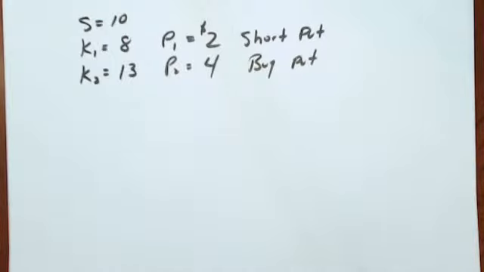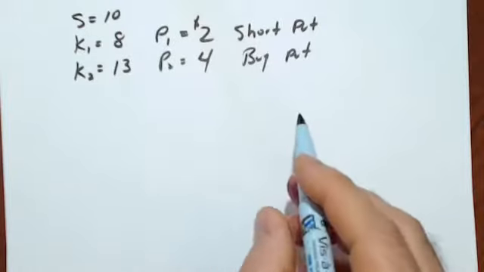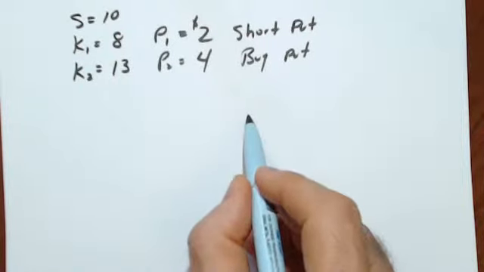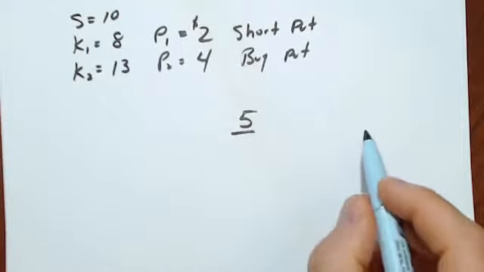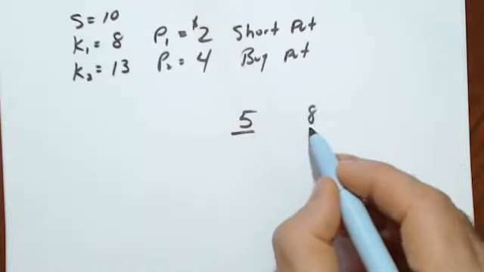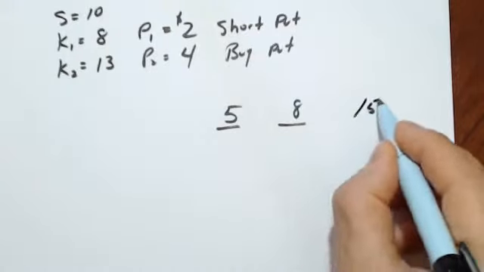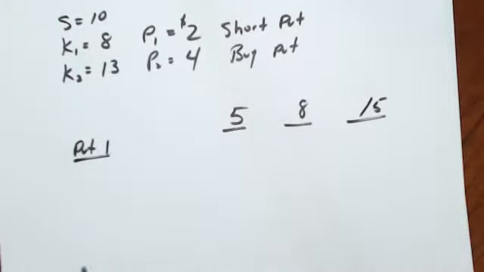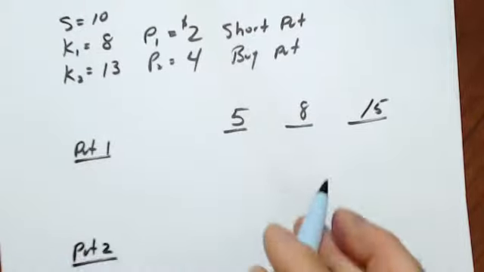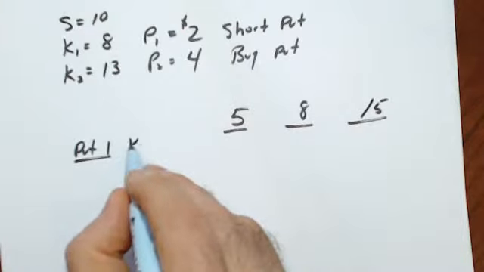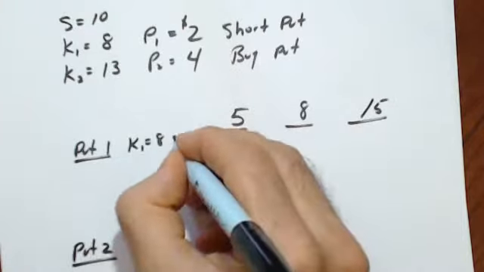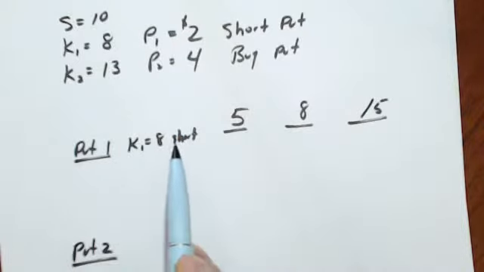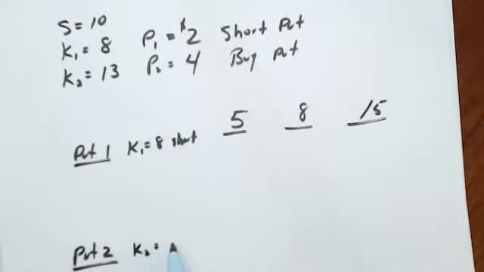And now what we want to do is build a table around this. So the table will have stock price ending at 5, stock price ending at 8, stock price ending at 15 at expiration. And so you're going to have put 1, and then you're going to have put 2. Put 1, this is where K1 equals 8, and that's short. All I'm doing is just putting some information here so we don't get lost in the table. It's a little cheat sheet. K2 equals 13, and we're going long.